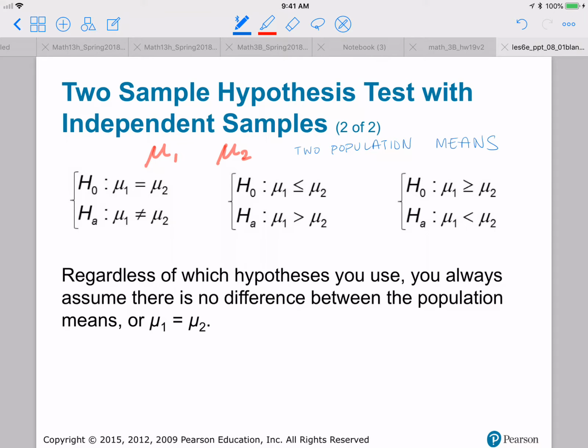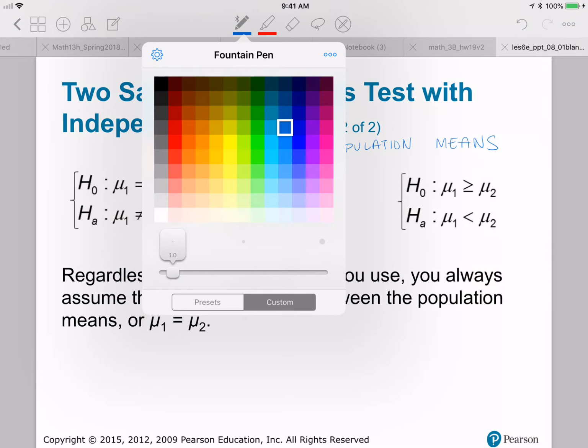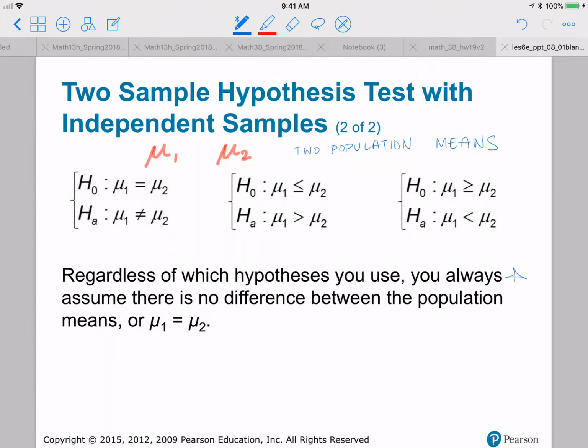Now this is a key point here. Regardless of which hypotheses you choose, regardless of how your hypotheses end up, you're always going to assume that there is no difference between mu1 and mu2. So when you are setting up the conditional probability that you're computing, it is based on the assumption that mu1 is equal to mu2.